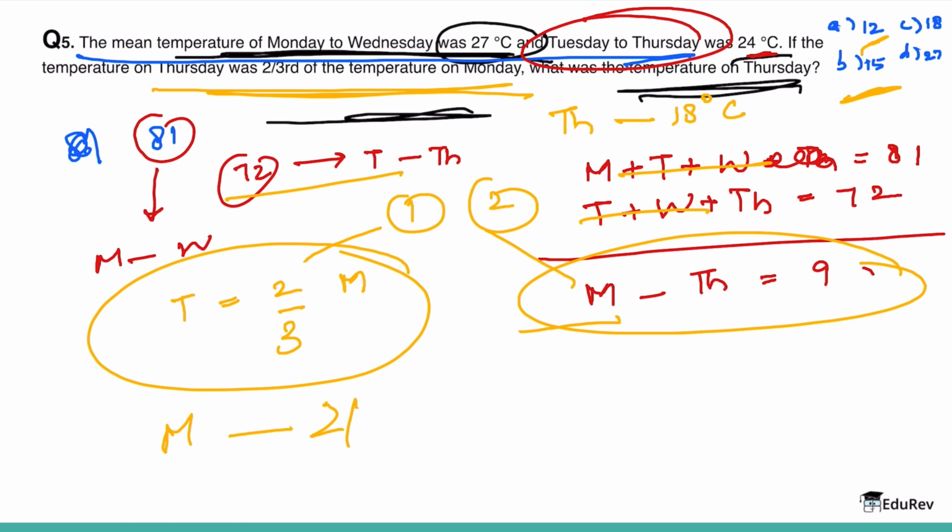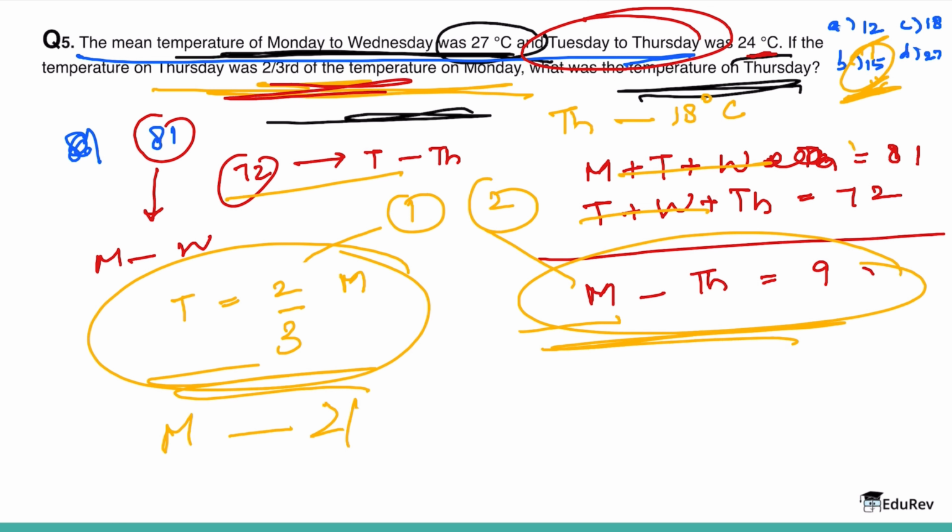Similarly, if I take 15, then 15 by 24, because if the option is 15, then Monday's temperature is going to be 24. Because 15 is the temperature of Thursday. If Thursday's temperature is 15, then automatically through either of these two equations, Monday's temperature is going to be 24. So 15 by 24 is not 2/3. If it's not 2/3, that means it is not satisfying the condition given in my question. So that option also has to be crossed out.